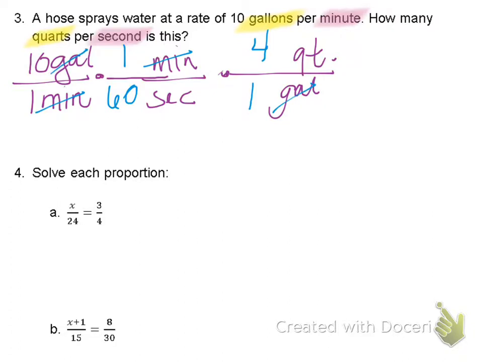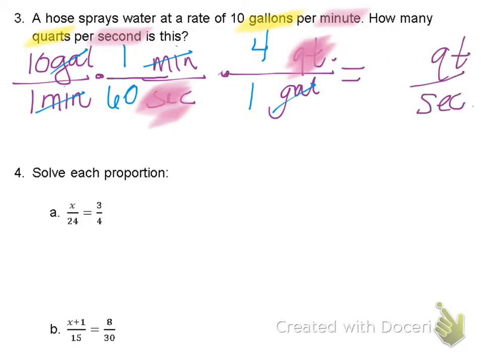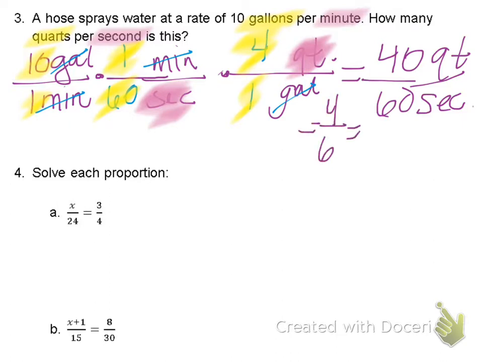And we'll be left with quarts and seconds. So in our answer, we'll have quarts on the top and seconds on the bottom. And we just need to figure out what our numbers are here. We have 10 times 1 times 4, which would be 40. And on the bottom, we have 1 times 60 times 1, which would be 60. So 40 over 60 would equal 4/6, which equals 2/3, 2 quarts per 3 seconds. And that's our final answer.